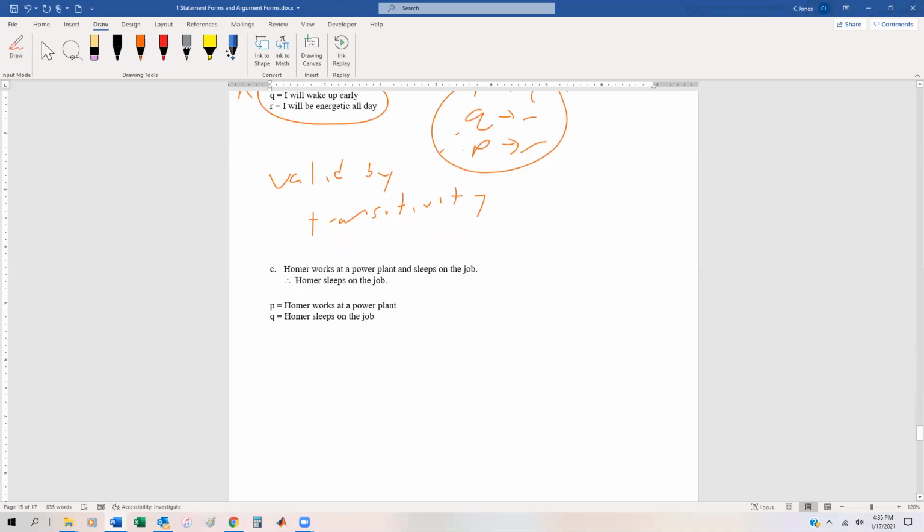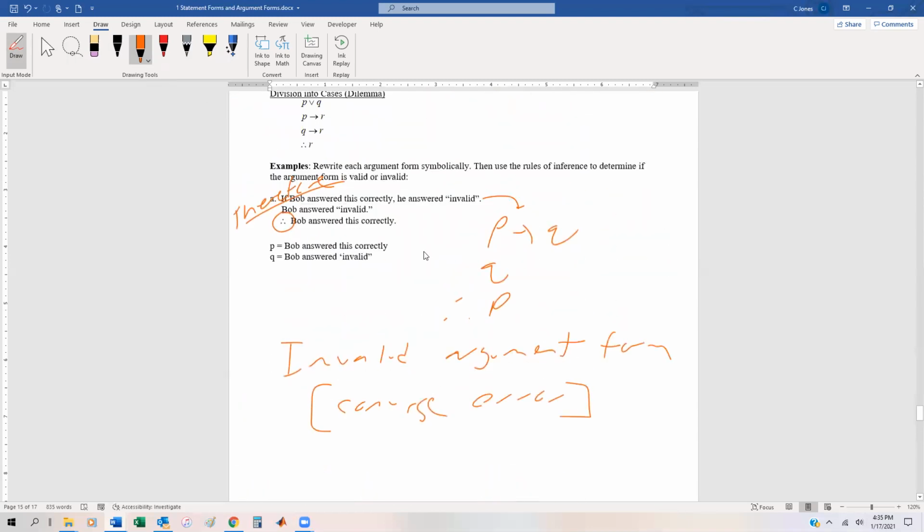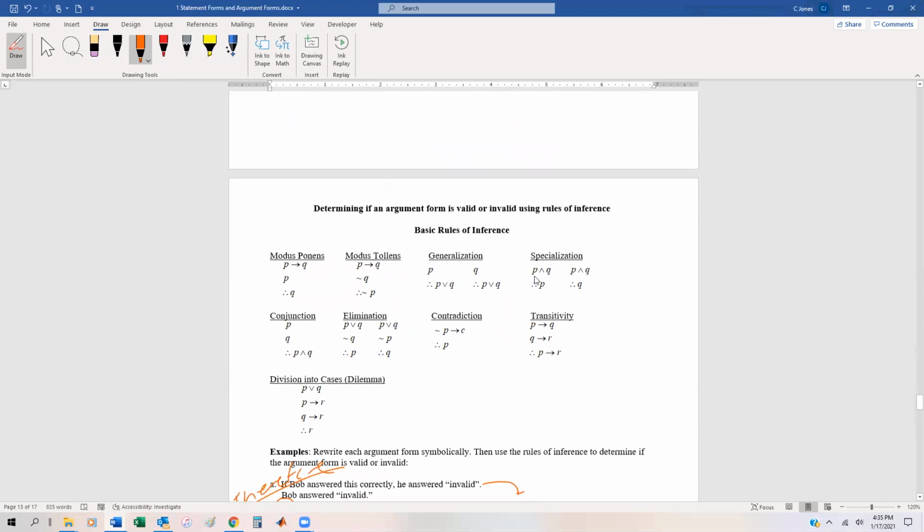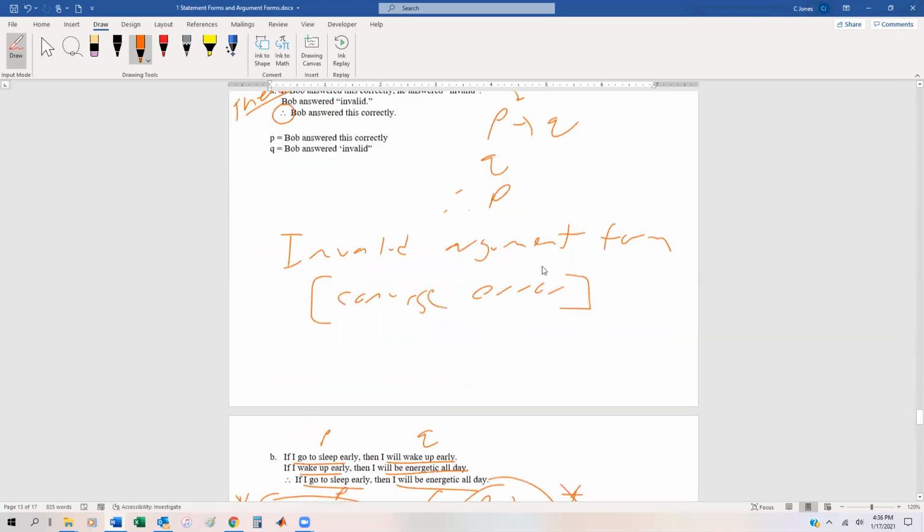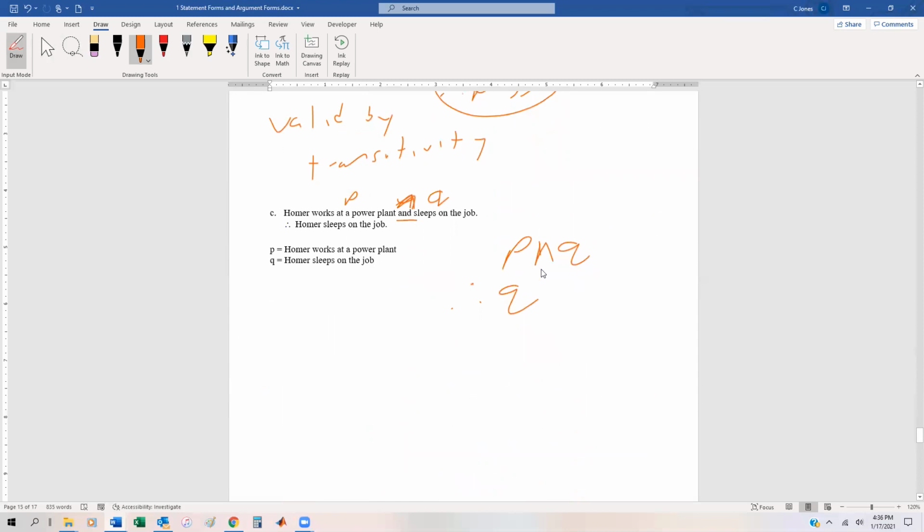All right. And if we draw this symbolically, Homer works at a power plant and sleeps on the job. So this would be P and Q. And that should be an and. So we have P and Q. And then therefore, Homer sleeps on the job. That's Q. Okay, so we have P and Q, therefore Q. So let's go back up top. So we have P and Q, therefore P, P and Q, therefore Q. And we have a winner. So that one's going to be specialization. So we can say that this is valid by specialization.